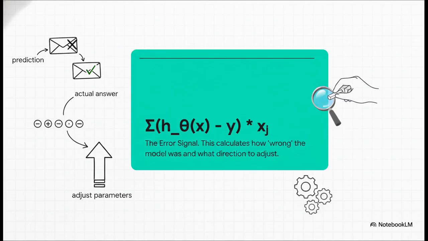And now for the real engine room of this formula, the error signal. This chunk of math figures out how wrong the model was. The h theta of x minus y part is literally just the model's prediction minus the real answer. It's the mistake. Then that big E-looking symbol, sigma, just means we add up that mistake across all of our emails. This gives us a single number that tells the model exactly how wrong it was and which direction it needs to go to fix itself.